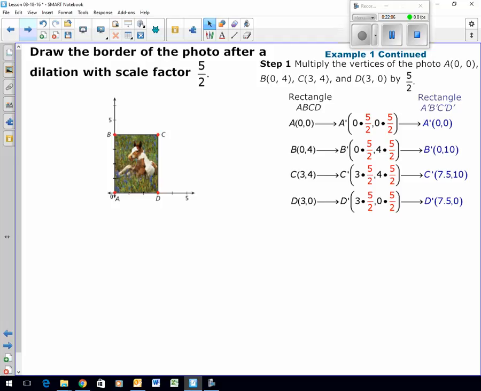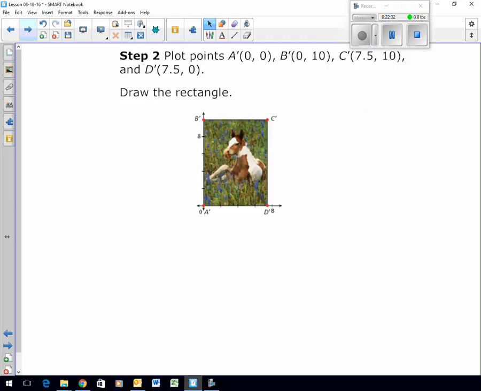Everything else I apply a scale factor of 5/2. What's going to happen? Is this picture going to get bigger or smaller? Bigger. We call that enlarge or reduce. It's going to enlarge because my scale factor is bigger than 1. Oh, my pretty pony just got bigger.